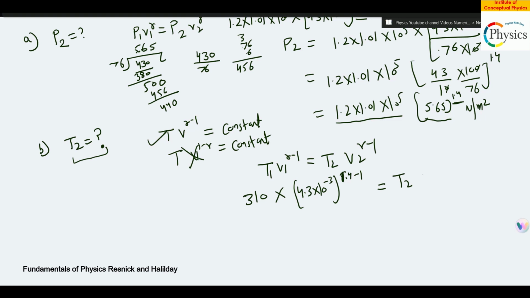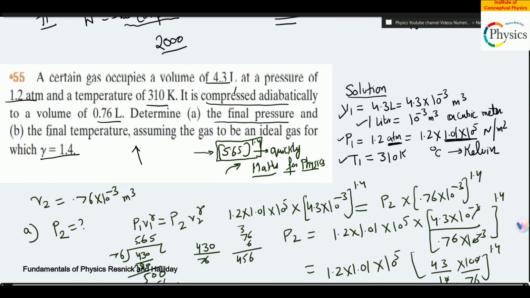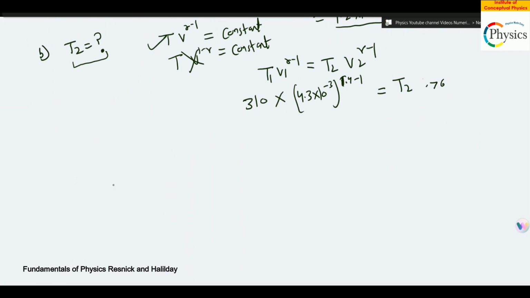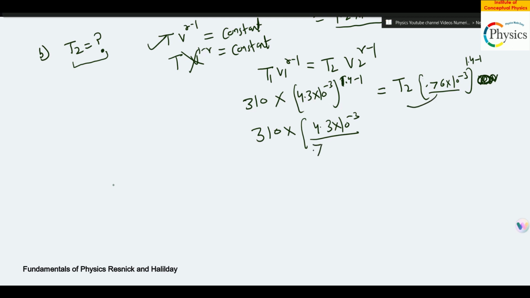V2 again is known to you. The volume second, it is compressed to 0.76 liters. It's an adiabatic compression, 0.76 into 10 raised to power minus 3, raised to power 1.4 minus 1, multiplied by T2. So this is it, right? 310 into 4.3 into 10 raised to power minus 3, divided by, I'm taking this in the denominator on the left-hand side, 0.76 into 10 raised to power minus 3, to the power 0.4.